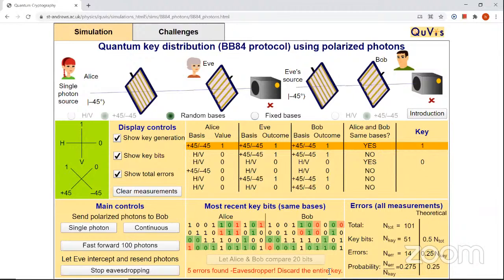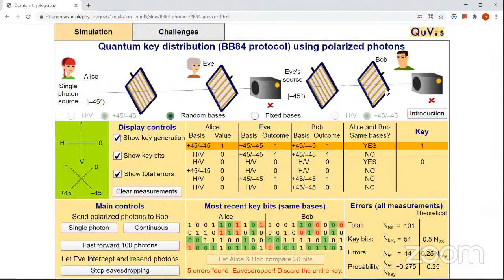So what we have learned here is that whenever Eve is not present, 50% of bits have matching bases and they can be used as a key. To determine the presence of Eve, you need to compare a few bits. Here we are choosing 20 bits for error detection. If those 20 bits are matching, then Eve is not present. If there is approximately 25% error, then Eve is present and you discard the entire thing.